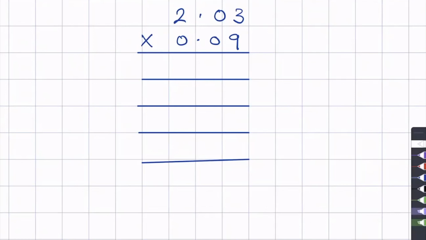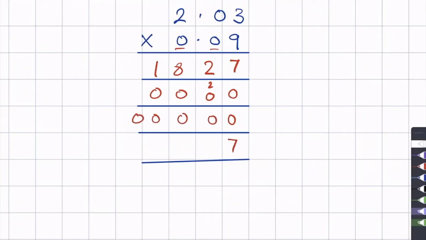9 times 3 is 27. 9 zeros are 0, add the 2. 9 2s are 18. New number, new line, start with a 0. 0 3s, 0 zeros, 0 2s. Start with this 0 now, new number, new line, start with 2 zeros before I even start. 0 3s, 0 zeros, 0 2s.